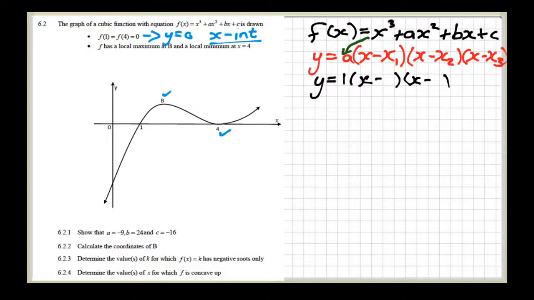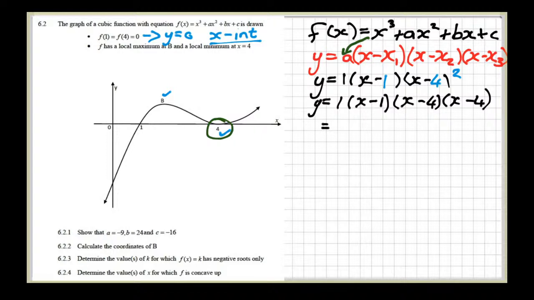This point where x is equal to 4 is not just an x-intercept, it's also a turning point. So it's two things, and I'm going to write that in my formula twice. I'm simply going to put in the 1, which is the other x-intercept. What I now need to do is multiply out the brackets, step by step: x minus 1, x minus 4, x minus 4. Do not forget to write out your brackets twice, otherwise you might just hit that middle value, the coefficient of x, and forget about it.